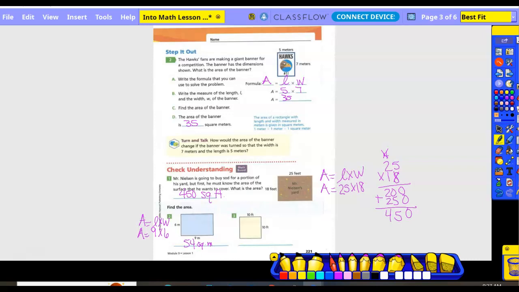Okay, number 3, what is my formula? Rewrite A. What's my length? What's my width? So 10 times 10 is? So 100 square feet.